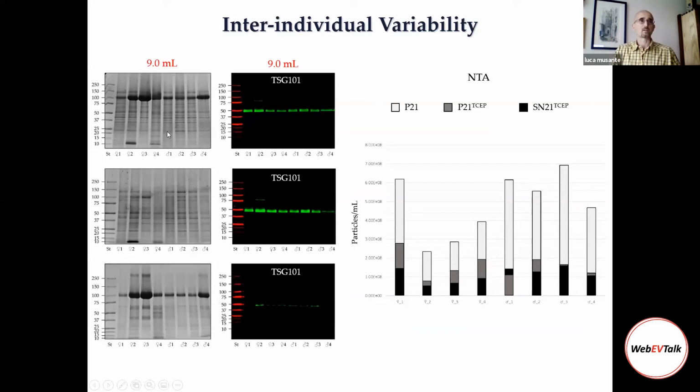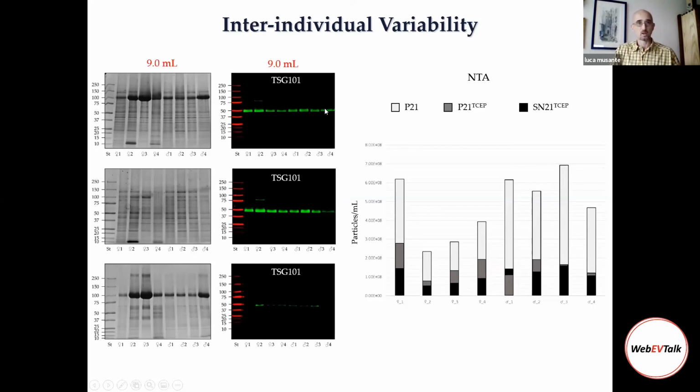The protein pattern looks very similar for all the samples. Probably there are 2 bands that are present in the female samples, and here I can figure out that we still don't know what the impact of the menstrual cycle is on the secretion of urinary EVs. There are no studies about that. And when we apply TCEP, we retrieve EVs in the pellet, while all the THP was released in the supernatant.